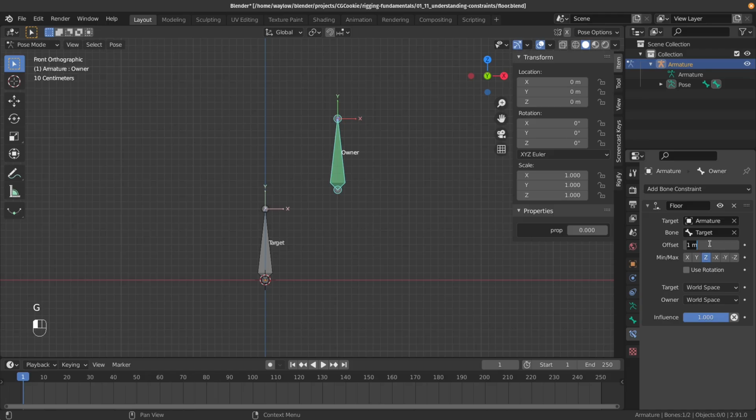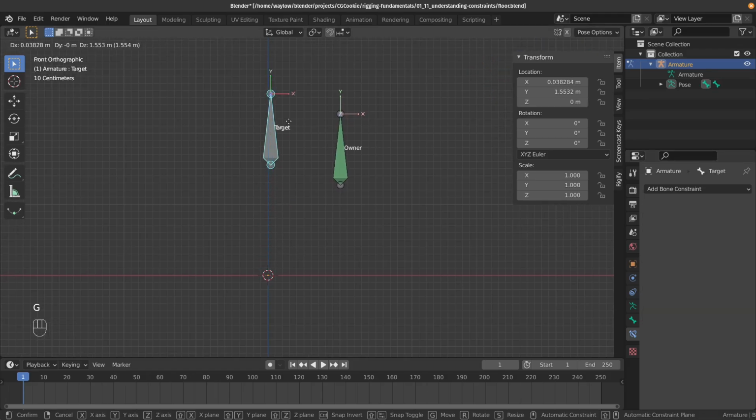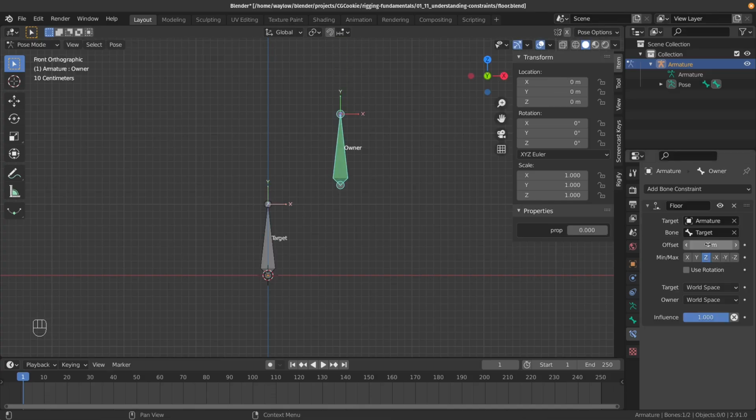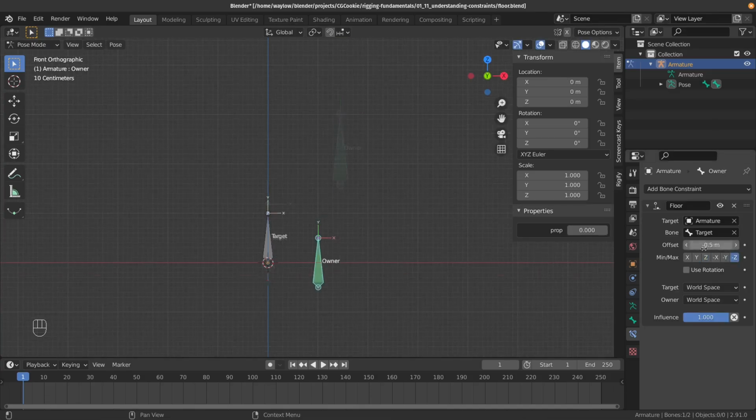And we can also make this negative. So if we make this say -1, now we can actually go past it 1 meter, and then it would follow along. So that's what the offset value does there. Let's reset this back to 0, and I'll show you this use rotation setting.